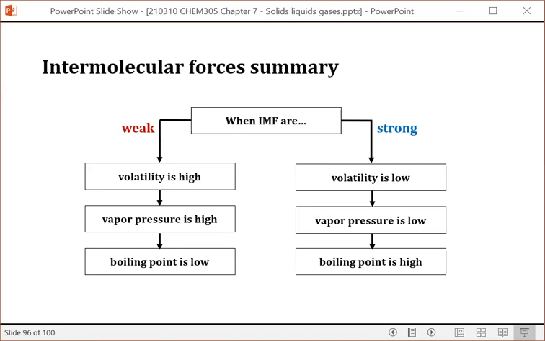When the IMFs are strong, the volatility is going to be low. Not much of the substance is going to be able to convert from a liquid into a gas without adding additional heat. So low volatility with strong IMFs, because the molecules are being held together with those strong cohesive forces in the liquid phase. That means the vapor pressure is going to be low, because there won't be many molecules in the vapor phase, which means the boiling point is going to be high. It's going to take a lot more energy, like a higher temperature, to get that substance to boil, to break up those cohesive forces.